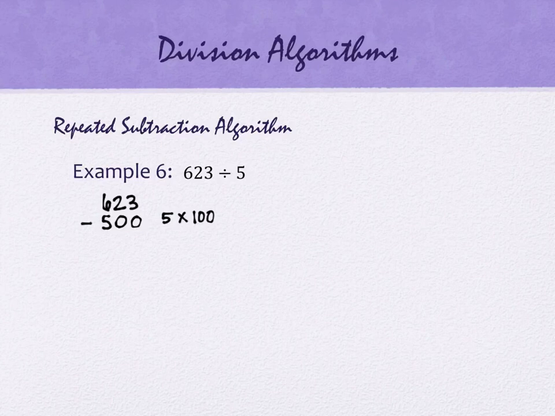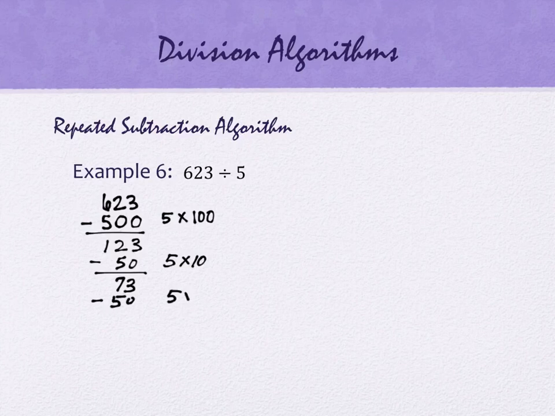So I can do this. What is 623 minus 500? 123. Now I can no longer subtract 500. Agreed? I can't. So I can't write down 500 again, but I can write down what? 50. Because 50 would be 5 times 10. 123 minus 50 is 73. Can I subtract 50 again? Yes, I can. 50 times 10, and I would get a 23.